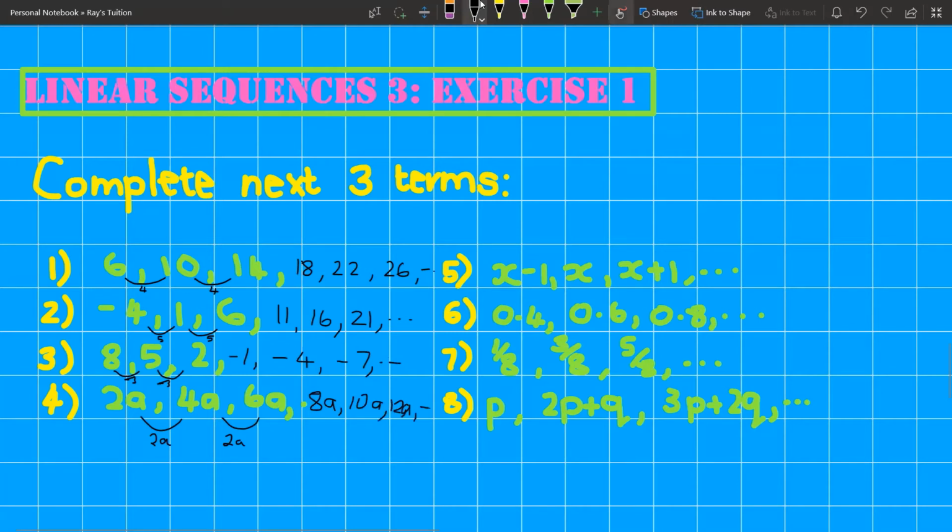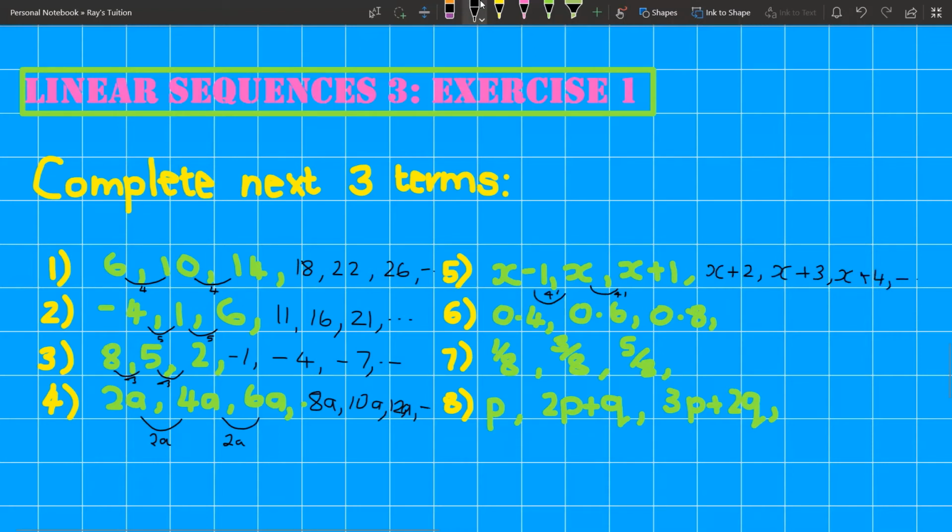Okay, again, for number 5, we have some variables. It doesn't change our concept that we have to find out what is the common difference. So from x minus 1 to x, we added 1, so plus 1, and also from x to x plus 1, we also added 1. So we're adding 1 each time. So the next term is x plus 2, and then x plus 3, and then finally x plus 4.